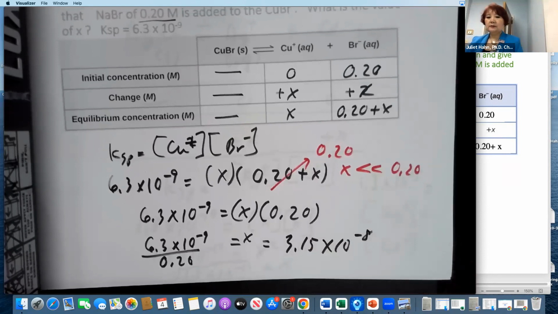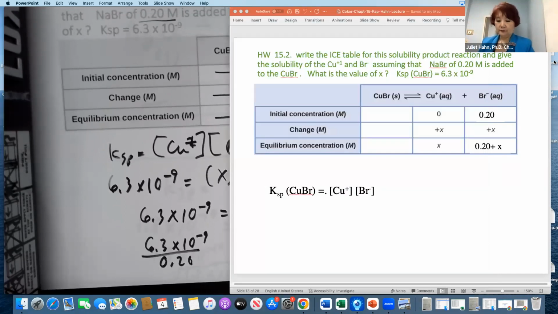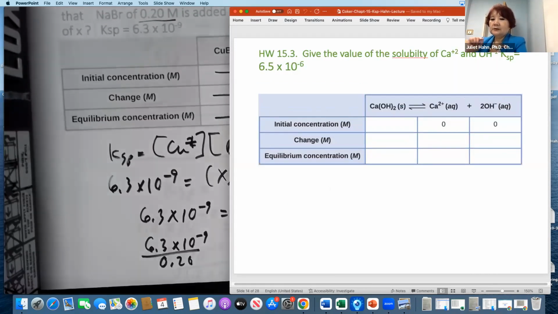Okay, so let's look at the next thing that I have for my ICE table here. Now this is a slightly more complicated ICE table because you have calcium hydroxide that has 2 hydroxides per mole of the calcium hydroxide. So when you dissociate it, it gives you 2 of the hydroxides. So that means when you write out the K equation, you're going to have the OH squared.